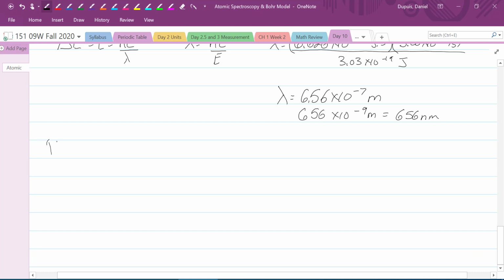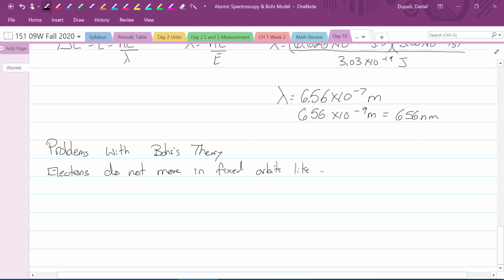Problems with Bohr's theory here. Now Bohr did a huge work, all right, but he did not know that electrons do not move in fixed orbits like planets around the sun. Also, this works for one-electron systems, which is a very nice way of saying it only works for the hydrogen atom. So that's 1 out of 118. Not bad. All right.